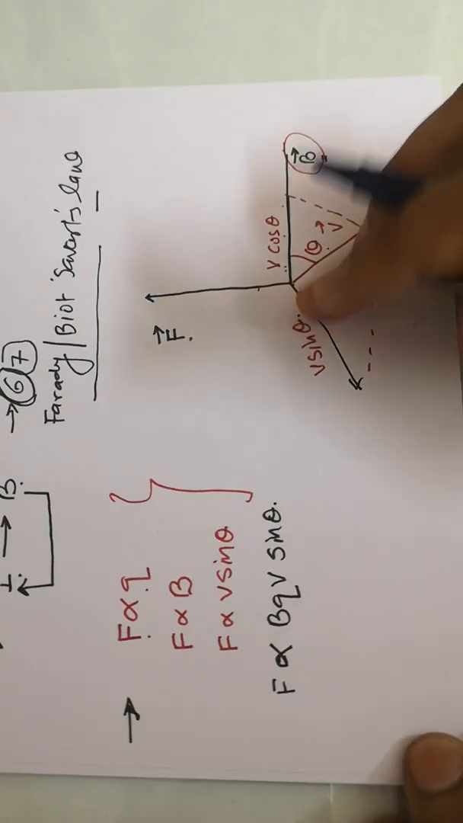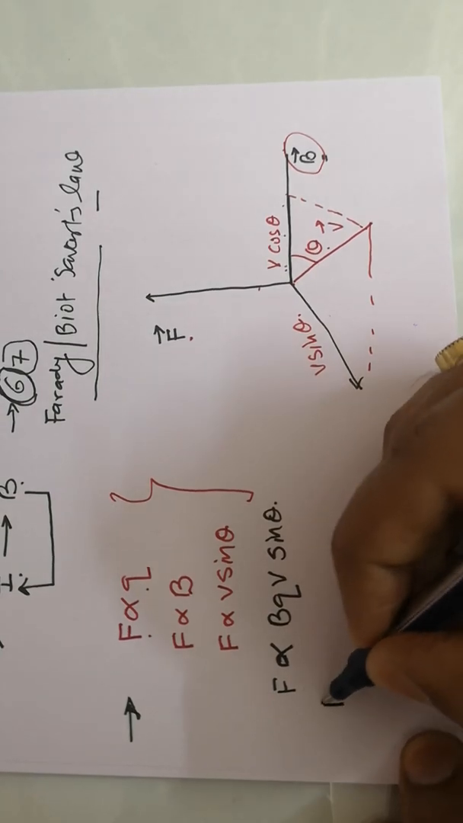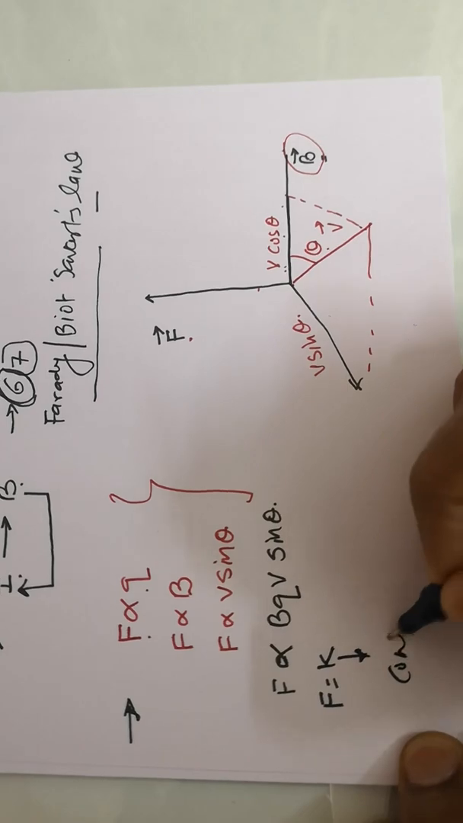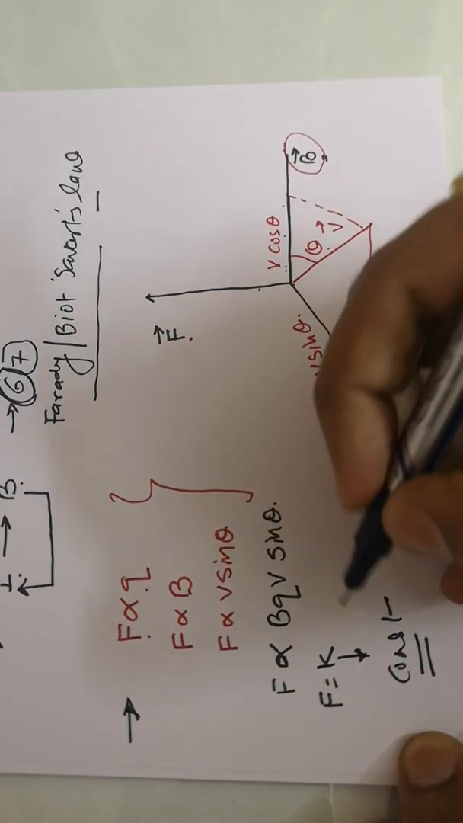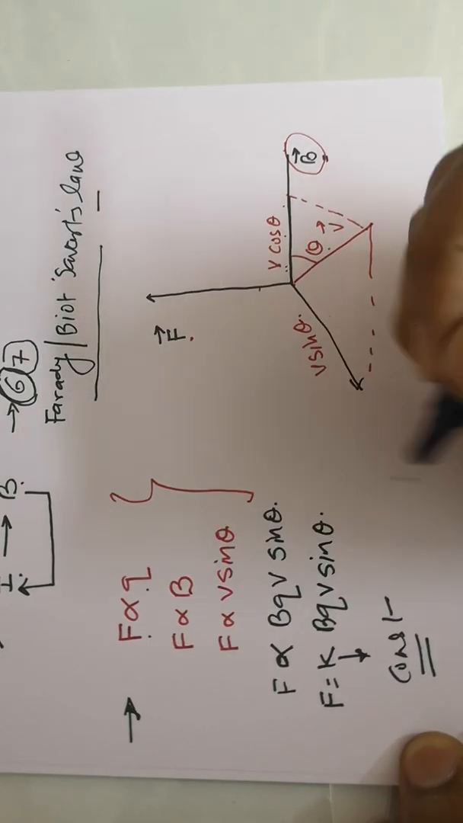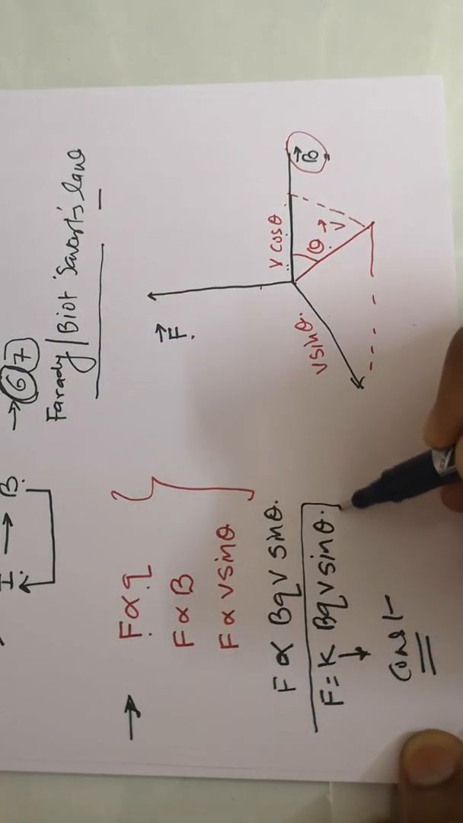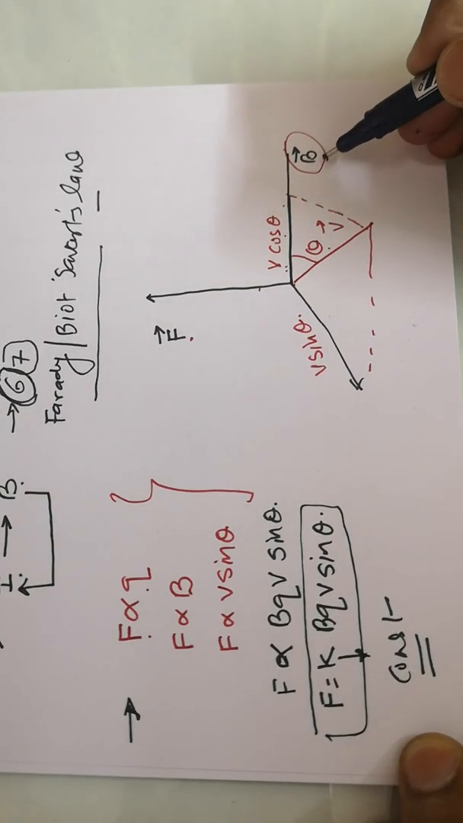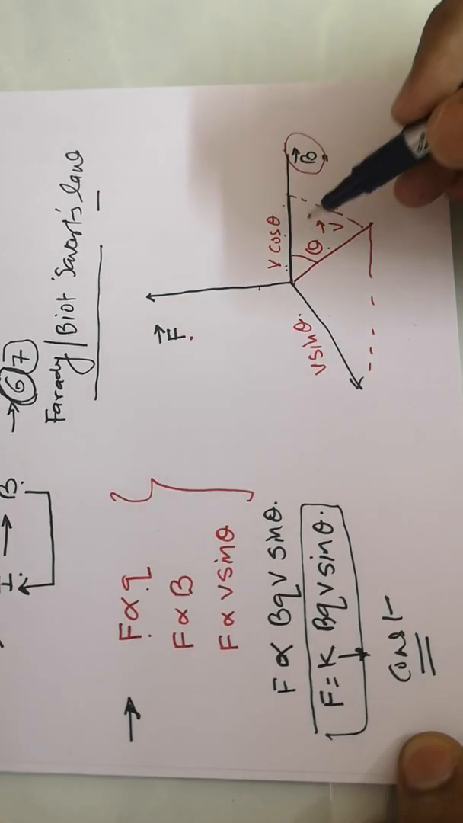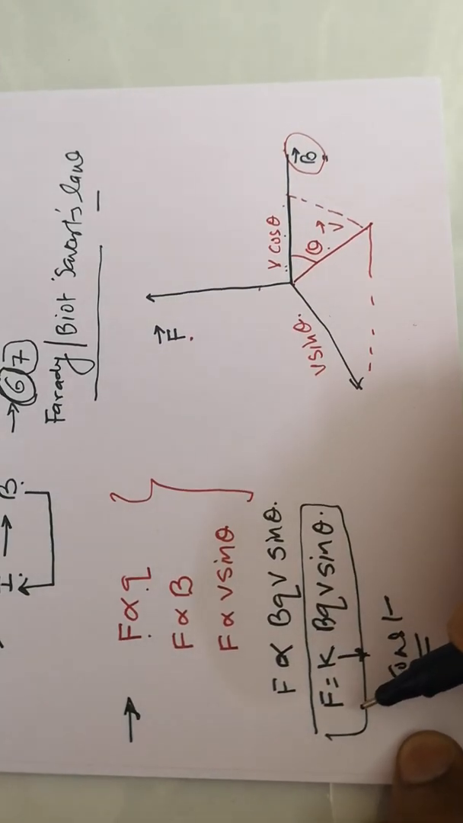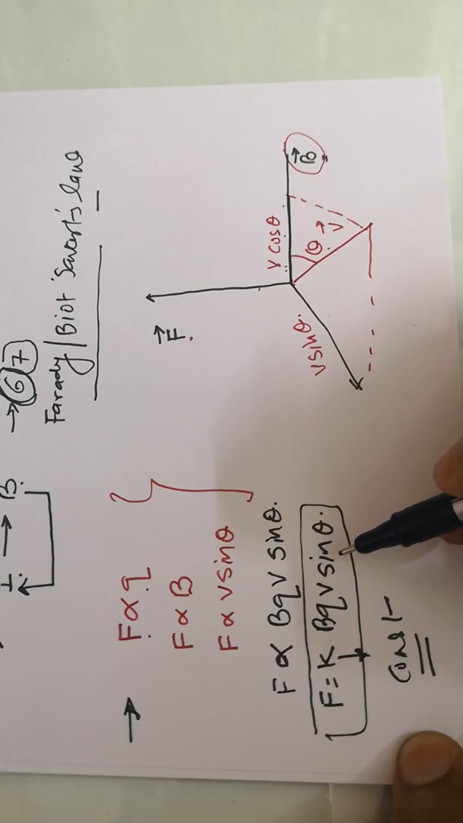I want to remove this proportionality sign, so I am putting in a constant K. It is called the proportionality constant. So I can have K BQV sin theta. So I have the very first expression, when I place an electron moving in the magnetic field, for the force applied on it with the velocity components. So I got the relationship F equals K BQV sin theta.